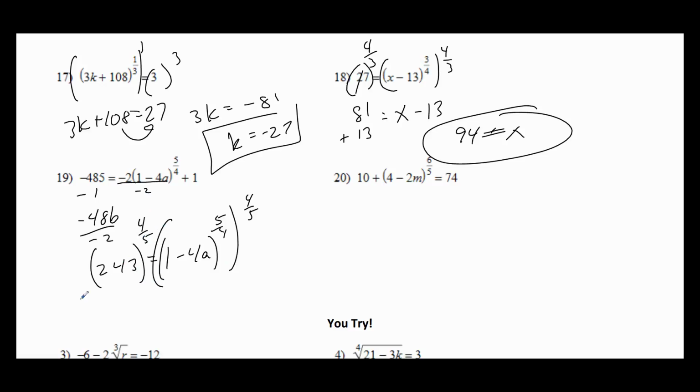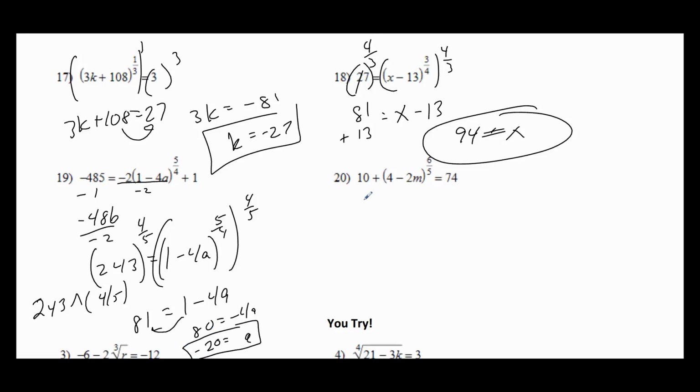So on the left-hand side, you can do that on your calculator as 243 caret open 4 divided by 5, and you should get 81 if I did my math right, equals 1 minus 4a. Bring that over. That's 80 equals negative 4a. So a equals negative 20. There's your answer for that one.